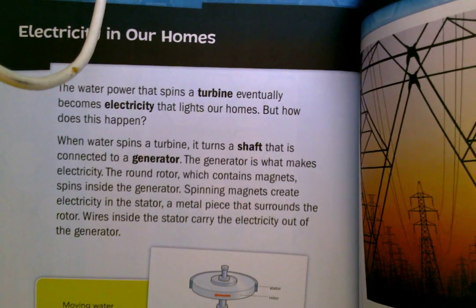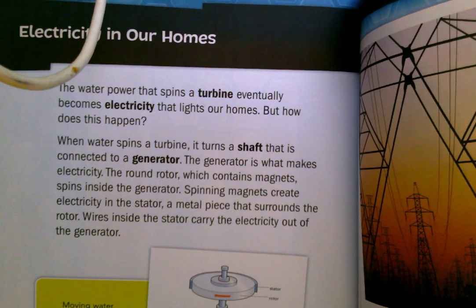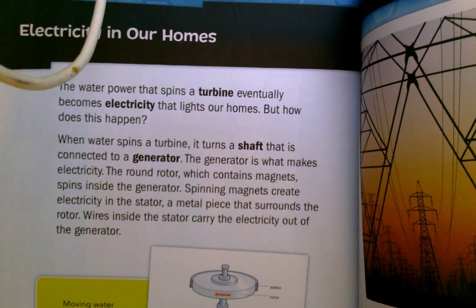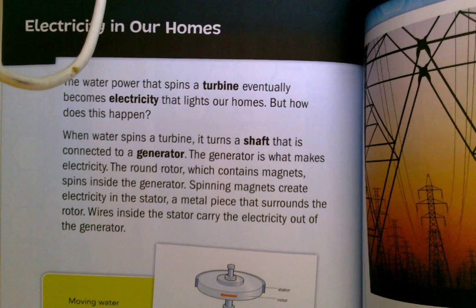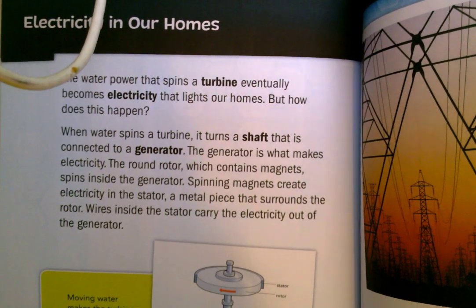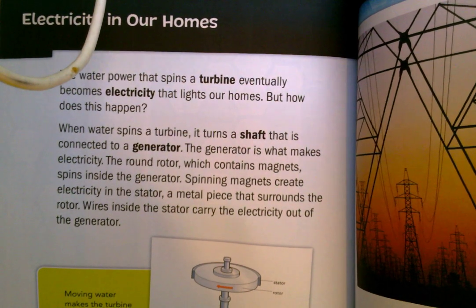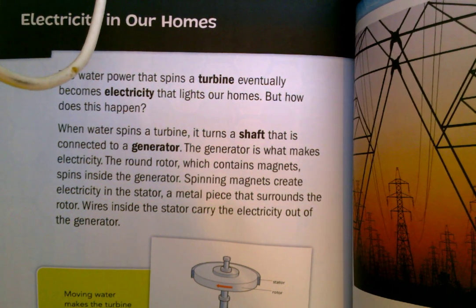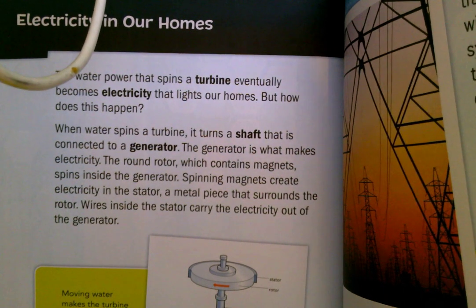So, the water power that spins a turbine eventually becomes electricity that lights our homes. But how does this happen? When water spins a turbine, it turns a shaft that is connected to a generator. The generator is what makes electricity. The round rotor, which contains magnets, spins inside the generator. Spinning magnets create electricity in the stator, a metal piece that surrounds the rotor. Wires inside the stator carry the electricity out of the generator.